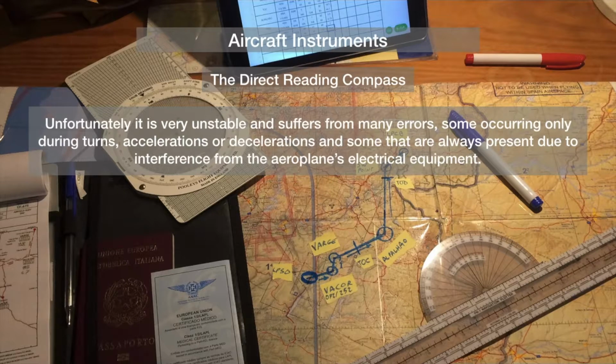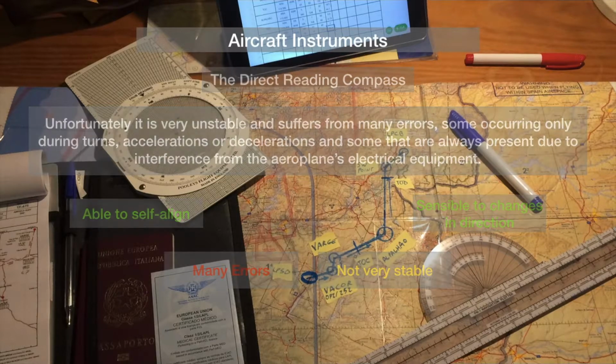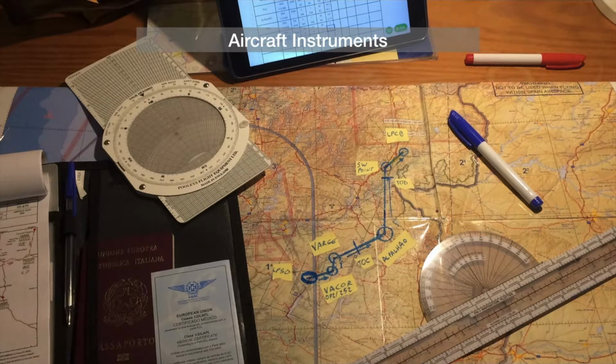Therefore, the properties of the direct reading compass are: it is able to self-align and is very sensible in changes of direction. However, it has many errors, some that are not even possible to correct, and it's not really stable, especially when performing maneuvers. This brings us to the second instrument that we're going to see, the directional gyro.